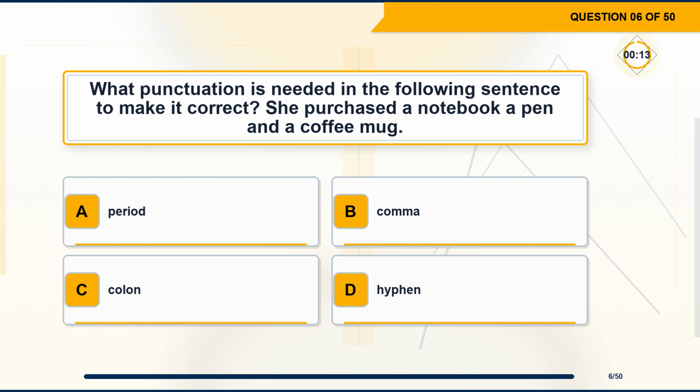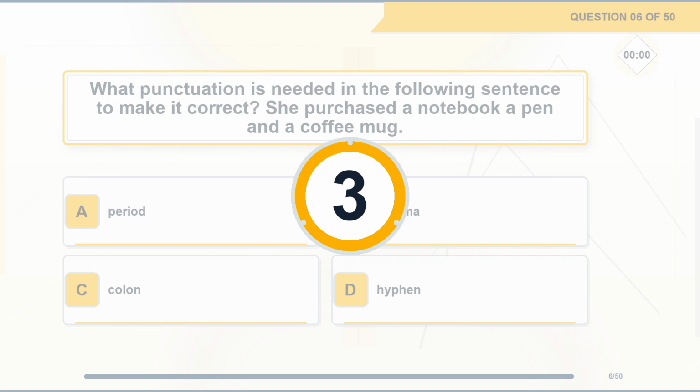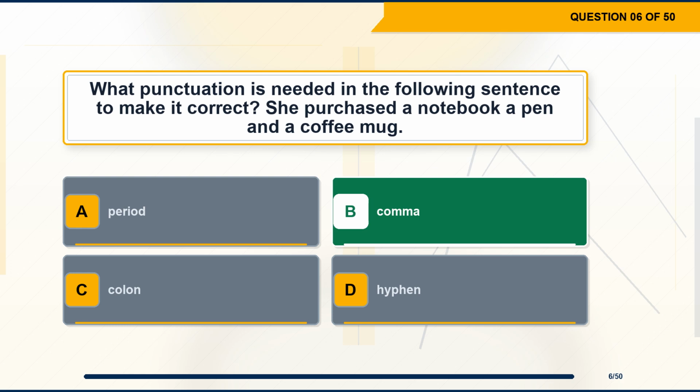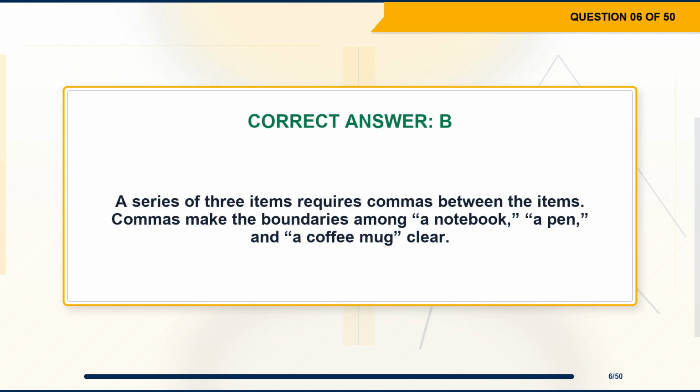Question 6. What punctuation is needed in the following sentence to make it correct? She purchased a notebook, a pen, and a coffee mug. Option A, period. Option B, comma. Option C, colon. Option D, hyphen. The correct answer is option B, comma. Explanation. A series of 3 items requires commas between the items. Commas make the boundaries among a notebook, a pen, and a coffee mug clear.